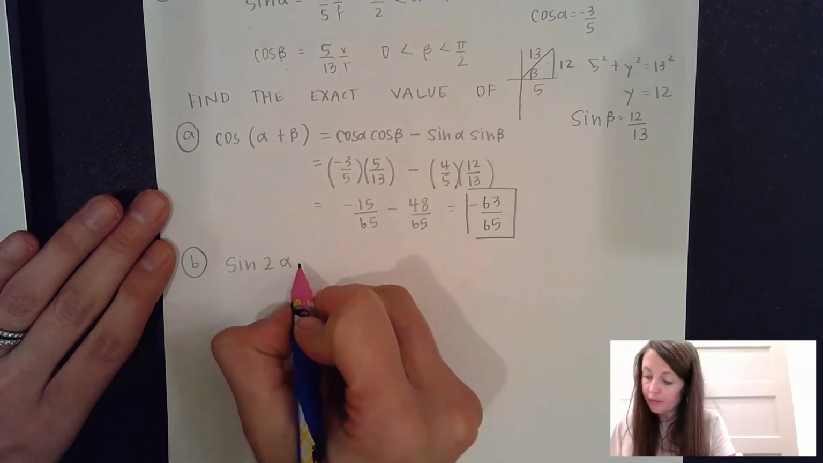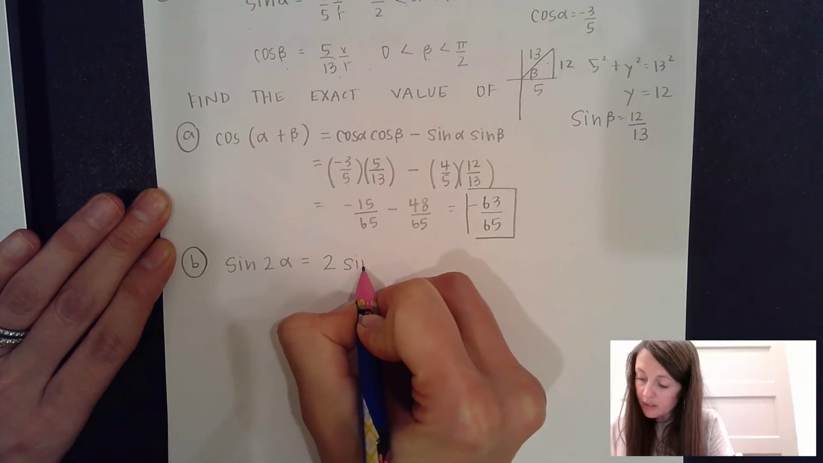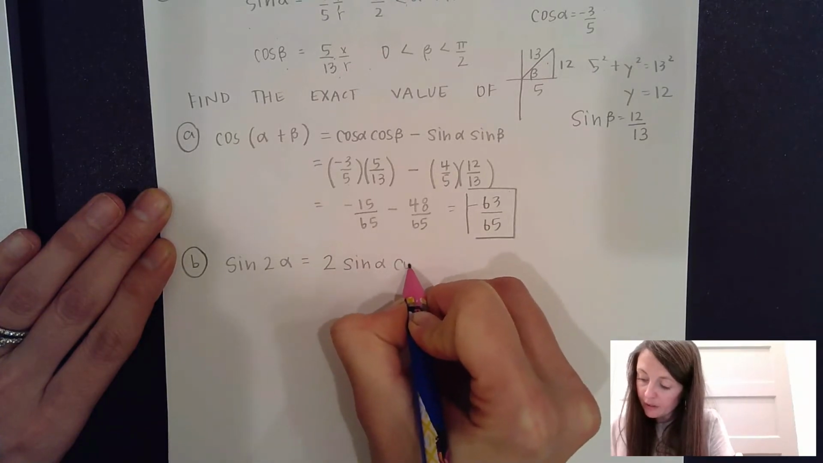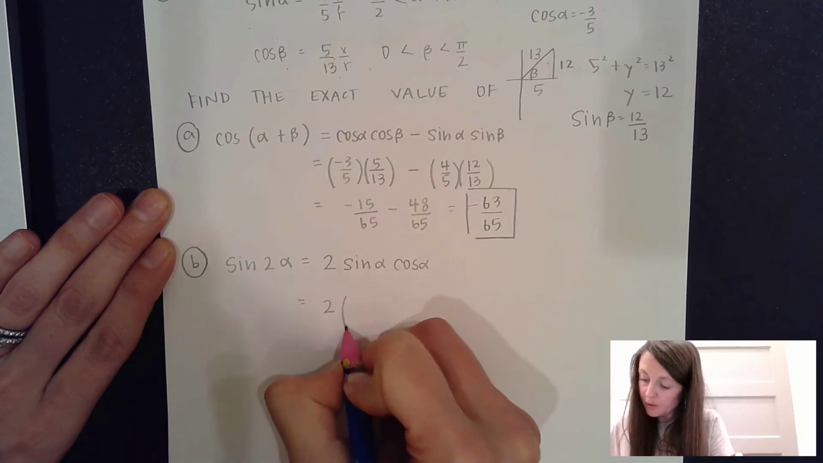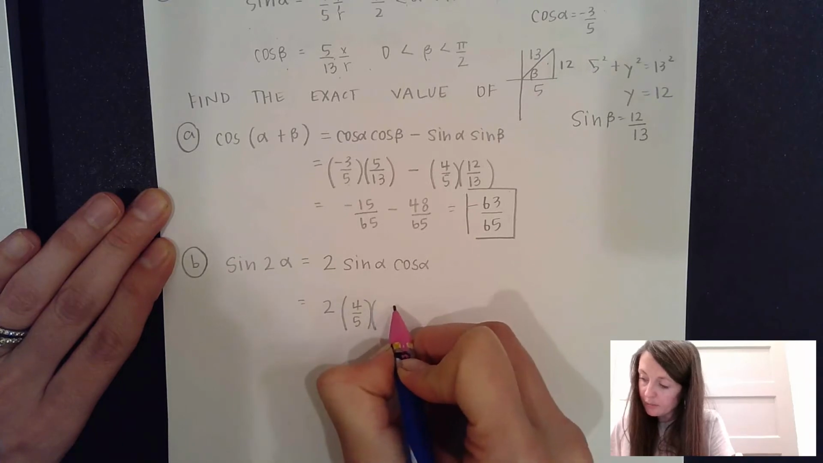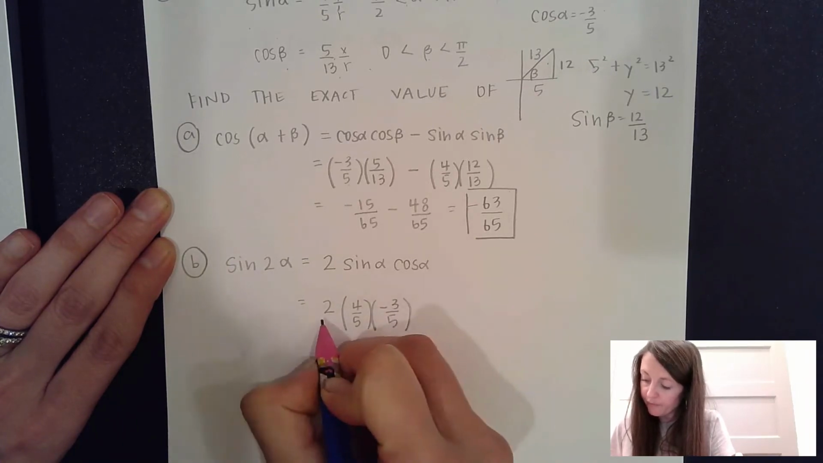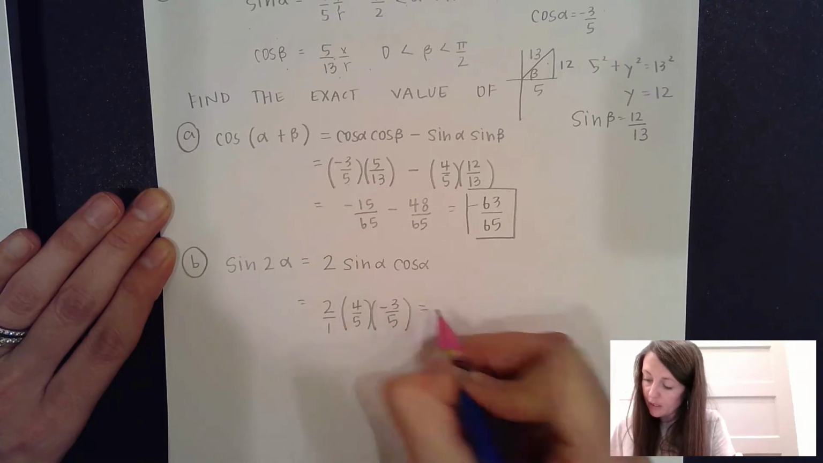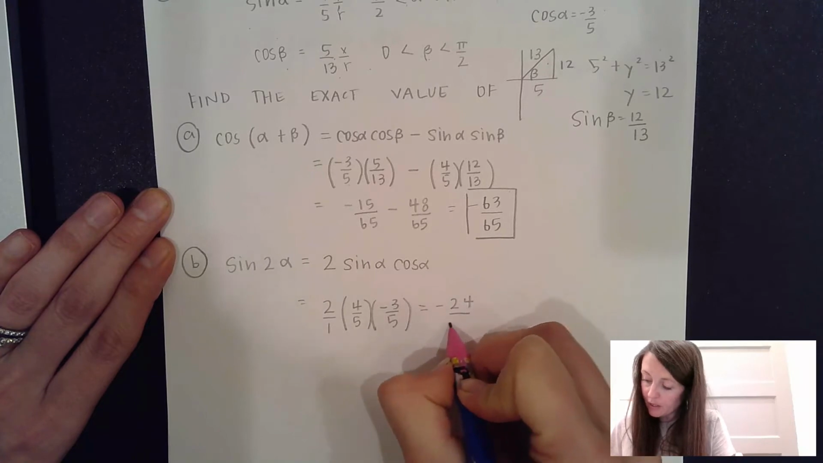Alright, sine of 2 alpha, so this is a double angle, so it's going to be 2 times sine of alpha, cosine of alpha. So this is going to be 2 times 4 over 5 times cosine of alpha, which is -3 over 5. So that's going to be -24 over 25.